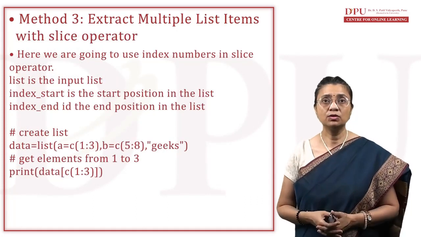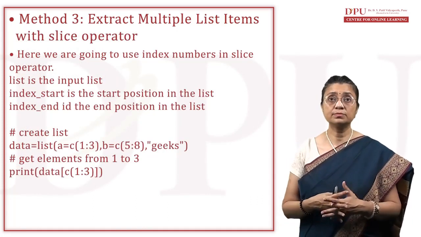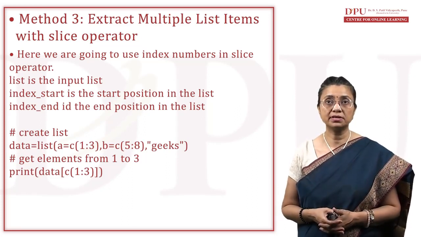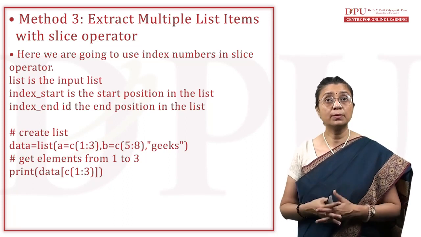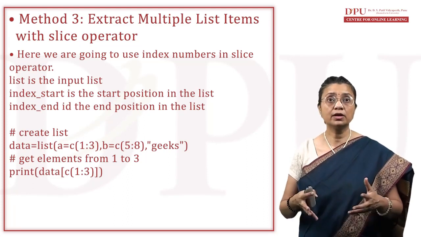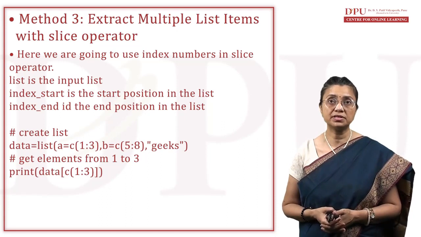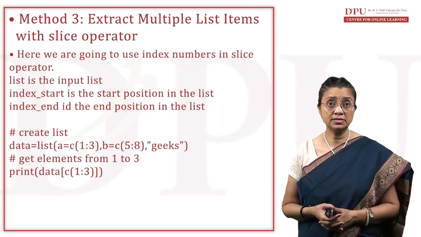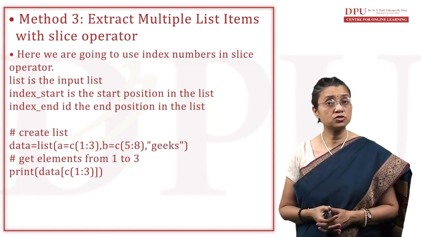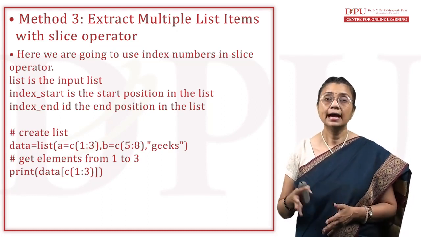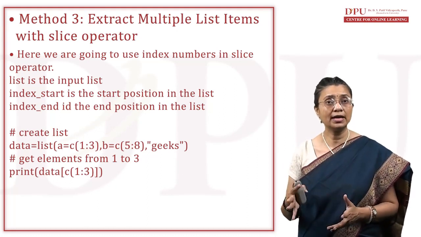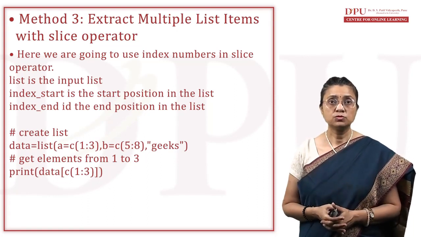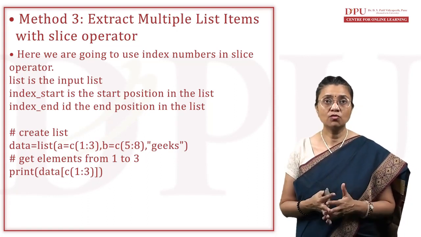Now, let's have a look at the third method, that is, extract multiple list items with the slice operator. Sometimes we can use the slice operator and extract multiple list items. So here we are going to use index numbers in the slice operator. List is the input list. Index start is the start position of the list, from where you want to slice, and index end is the last position or end of the index till where you want to extract the data. So we have created a list. You can see over here list.